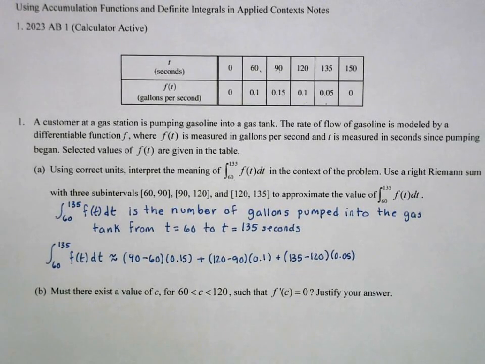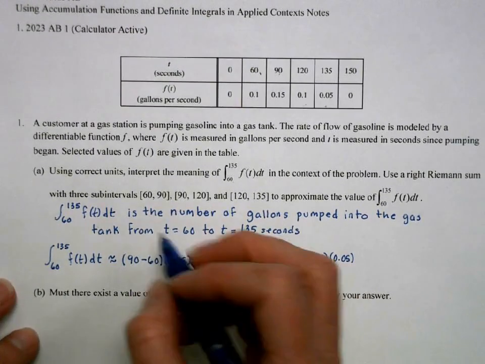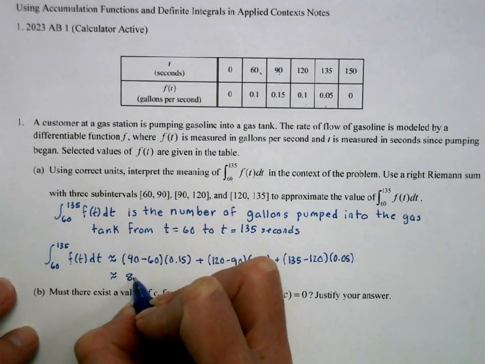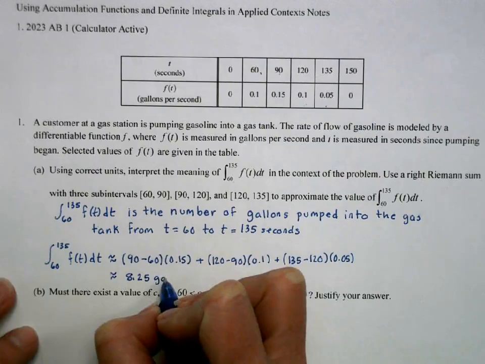This is a calculator active question, but you can leave your answer just like that. That can be put into a scientific calculator, but if you did type it into your calculator, you get 8.25 gallons.